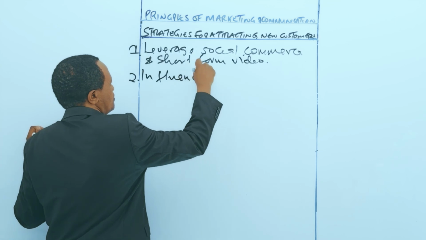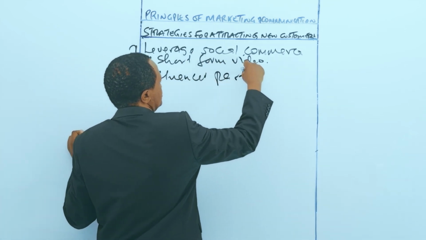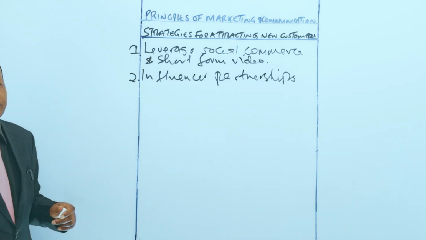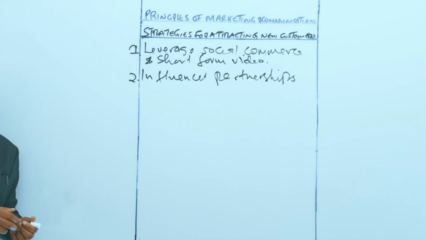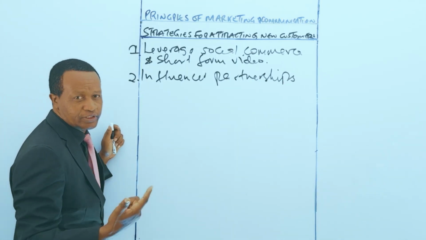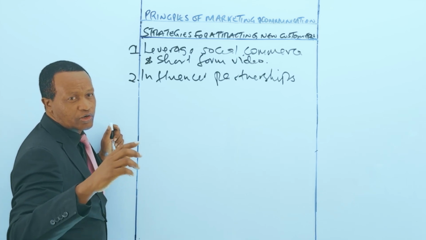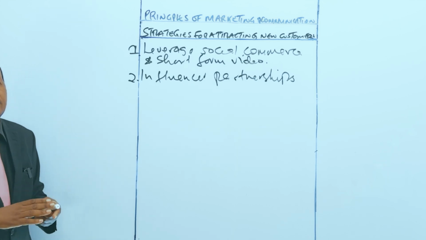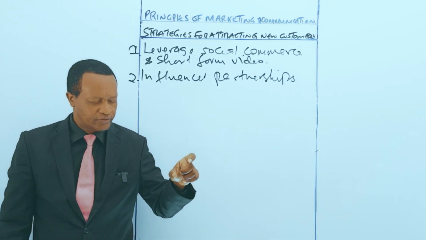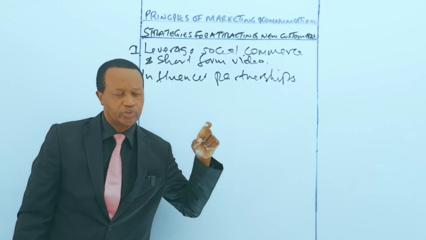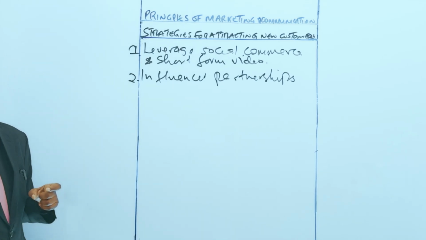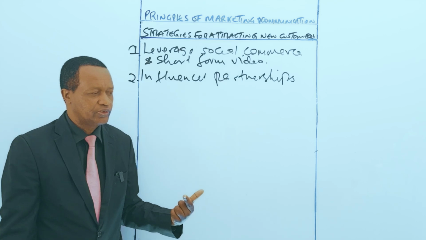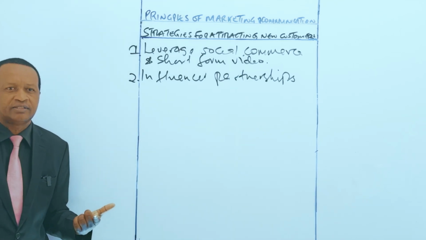The second strategy is influencer and micro influencer partnerships. Customers are increasingly skeptical of corporate advertisements. They prefer recommendations from the people they follow or trust. The tactic here is to partner with micro influencers or the main influencers.